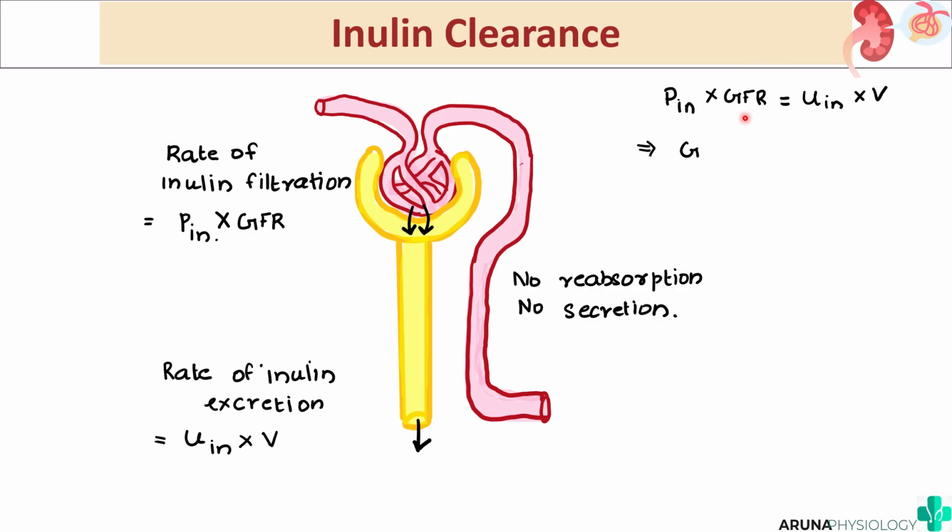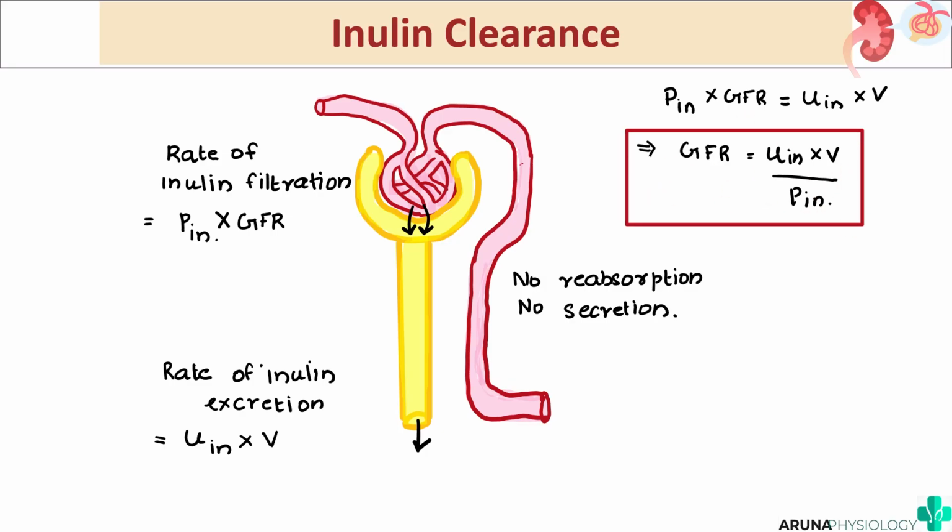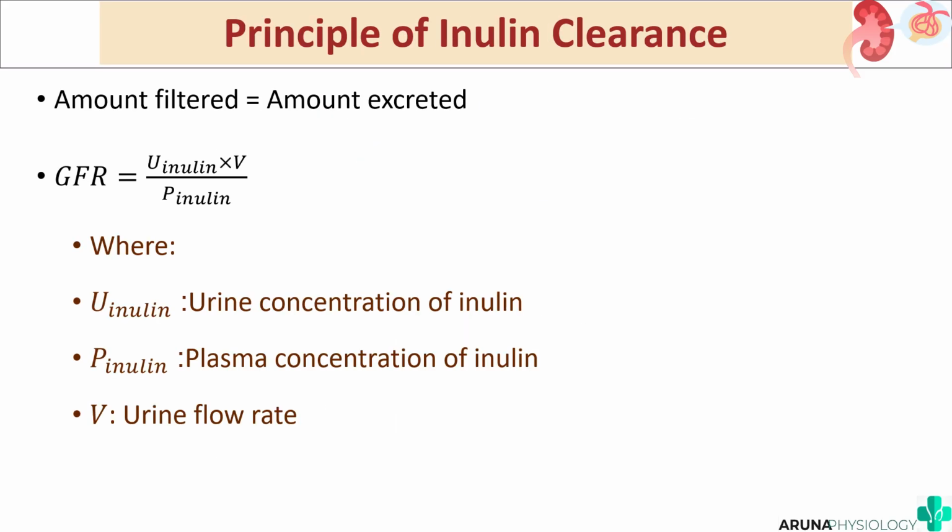From this we can easily derive the formula for GFR, which is urine concentration of inulin times urine flow rate divided by plasma concentration of inulin. So this is how we use the inulin clearance to find out the GFR. The amount filtered is equal to the amount excreted, and GFR is equal to urine concentration of inulin times urine flow rate divided by the plasma concentration of inulin.